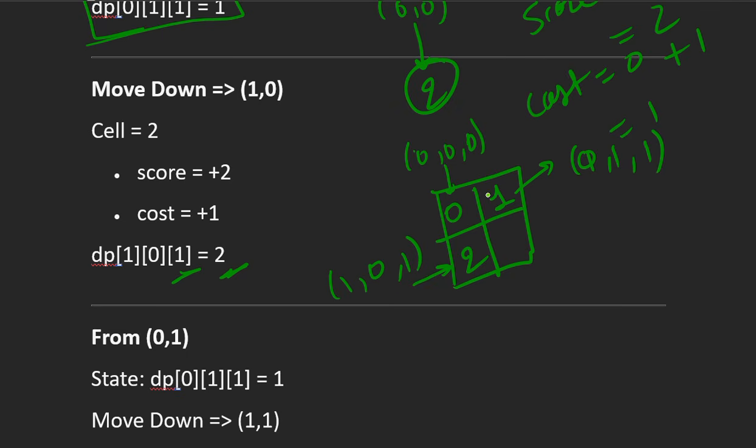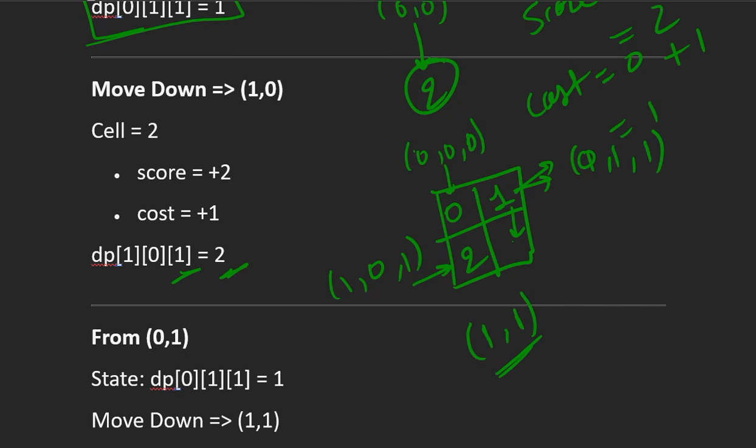Then from these two cells, from 0 comma 1, we can't go to the right because it is out of the grid, so we go to the down cell, and from 0 comma 1 we will be going to 1 comma 1, right? So here our cost is 1. So let's see what is the cost to move to this cell.